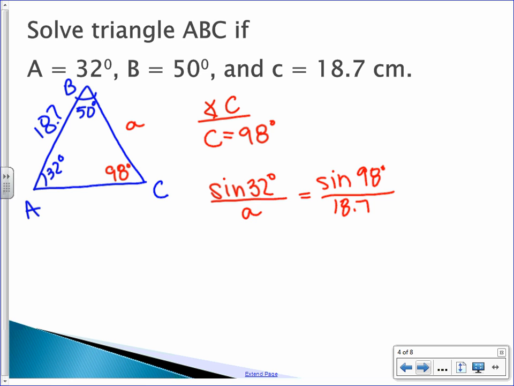Get your calculators out. First of all, make sure it is in degree mode. Second of all, please be careful when you do this cross multiplication. When we cross multiply, we're going to take A times the sine of 98 degrees equals 18.7 times the sine of 32 degrees. So to solve for A, you'll have to divide by the sine of 98.